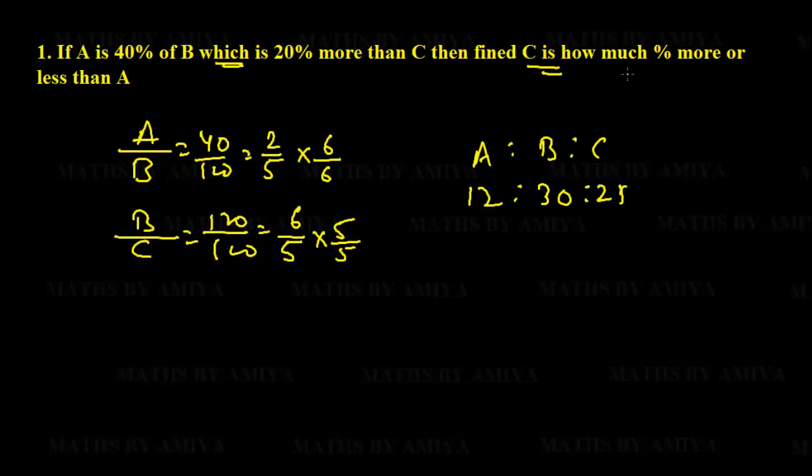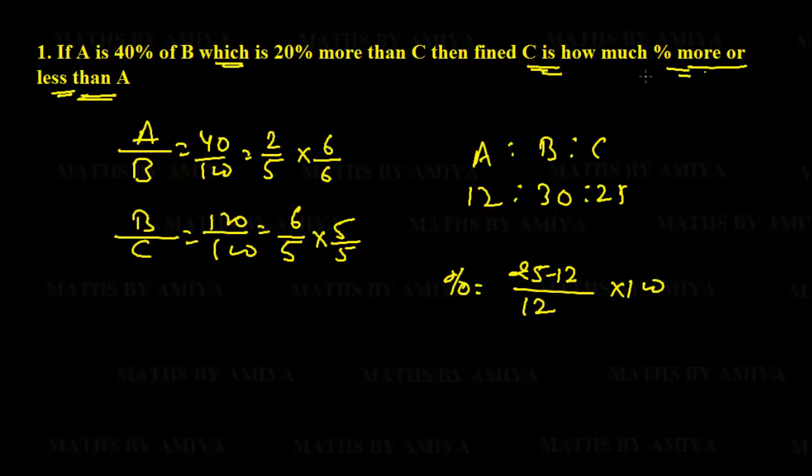Now the question is, C is how much percent more or less than A? The word is than A. So we need to divide by A, because than is with A, so A should be in the denominator. C is how much percent more or less? More or less means we need to know the difference. That is 25 minus 12 upon 12 into 100. This is our required percentage.